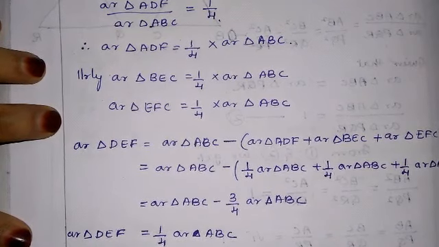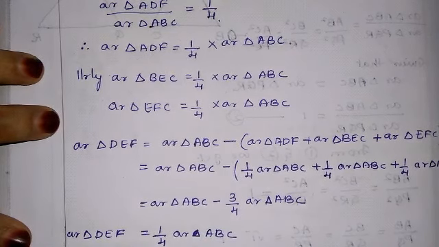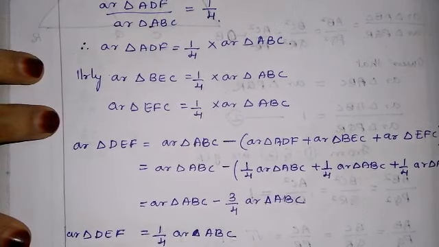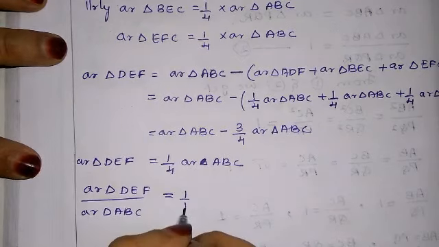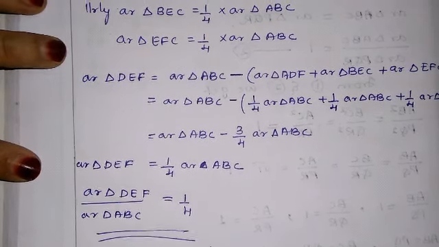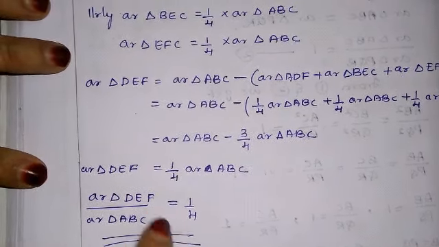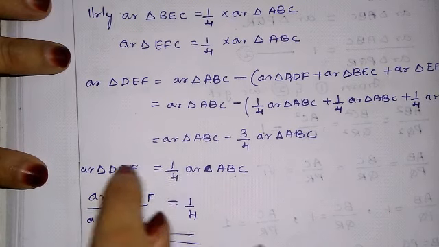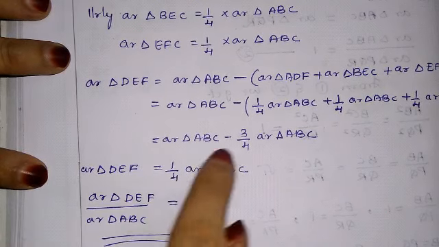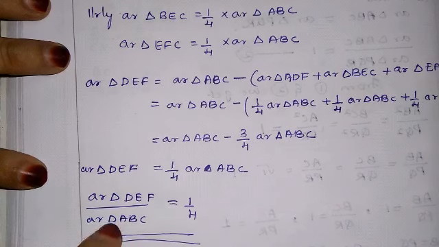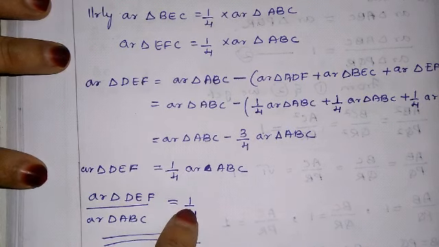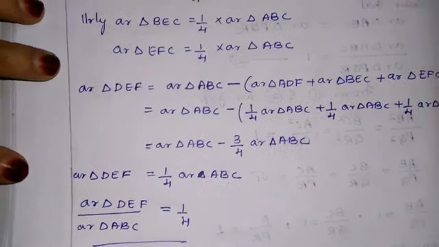That is, the ratio they have asked, area of triangle DEF upon area of triangle ABC. If we bring this side, what is left? 1/4. The ratio is 1/4. This we got as the answer. How? Area of triangle DEF, here only, we brought area of triangle ABC this side, what is left? Ratio 1/4. So this is the answer.